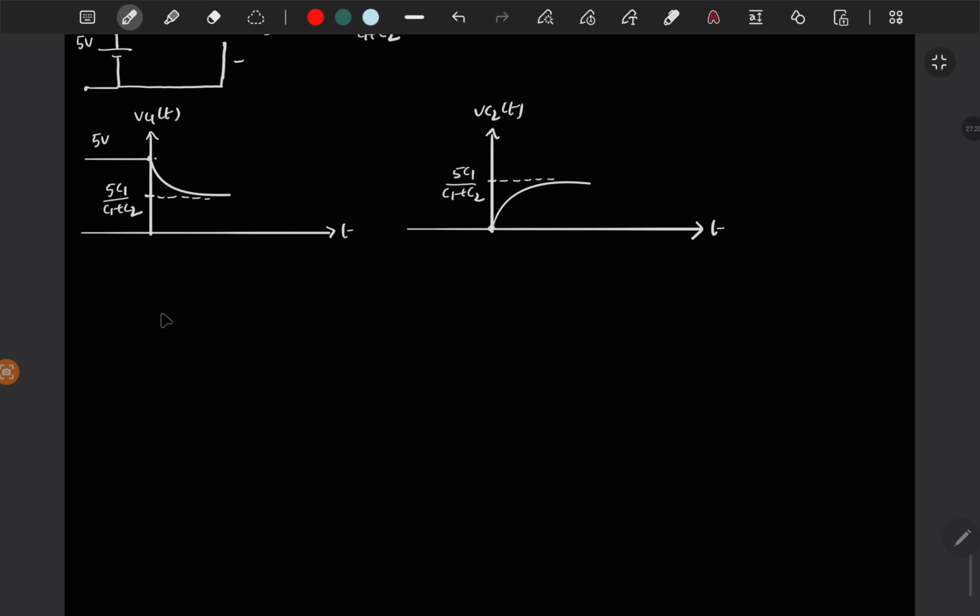And if you want to draw IC1 and IC2, so for a capacitor I am assuming always IC1 is in this direction.